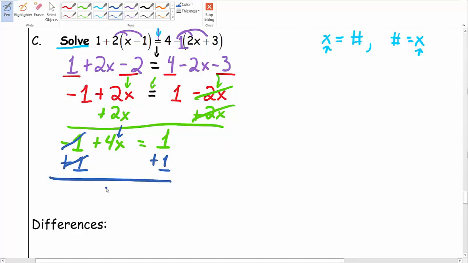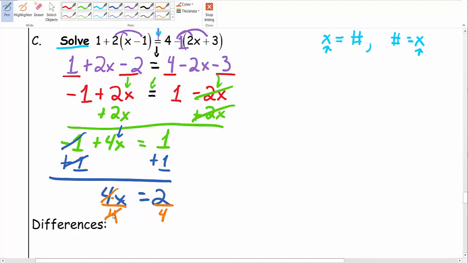Negative 1 plus 1 cancel out, leaving us 4x equals 1 plus 1 gives us 2. And then lastly, we have 4 times x. Well, that 4 is stuck and glued to x, so one thing that we have to do to get it unstuck is go ahead and divide 4 on both sides. Because again, this is 4 times x. If we divide both sides by 4, it will get rid of that.